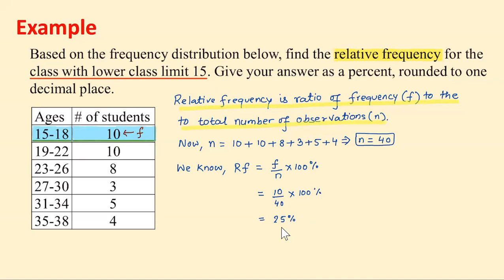Or in other words, we can say that 25% of the data falls under this class. Here we have 25% of the data: 10 out of 40 is 25%. So the relative frequency for that class is 25%.